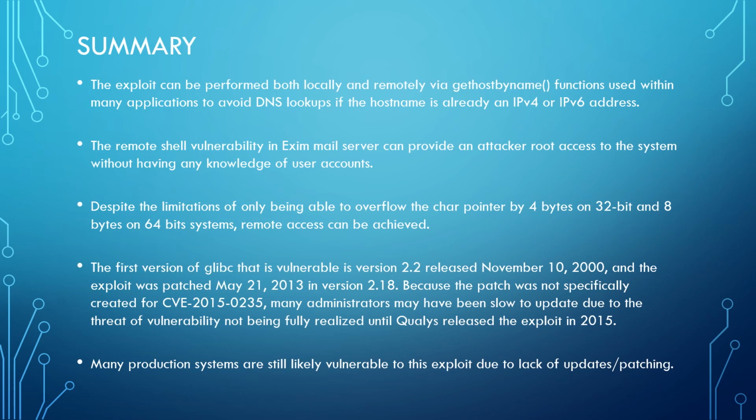Today, I have shown how this exploit can be performed both locally and remotely on an unpatched system. A remote shell can be exploited with minimal target system knowledge and no access to user accounts. Although the exploit only allows the initial buffer to be exploited by 4 or 8 bytes, that overflow can be further exploited for complete remote access as demonstrated on the EXIM mail server.